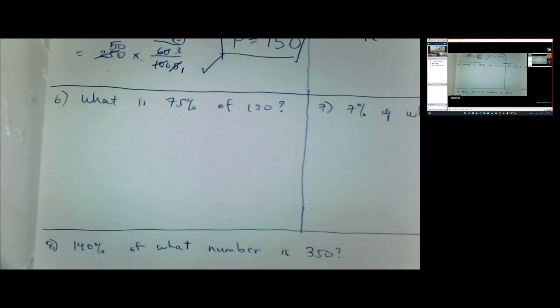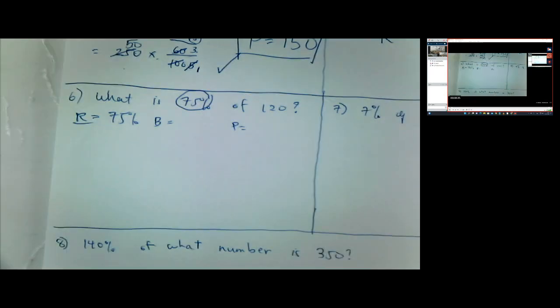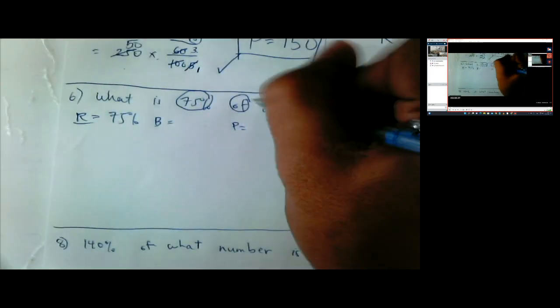What is 75% of 120? Again, identify your rate, your base, and your percentage. Now, there is 75%, meaning that would be your rate, okay, your R. Now, as for your base, after the word of, is 120, meaning your base is 120. So we're looking for the percentage of a number again. And percentage is equal to base times the rate.